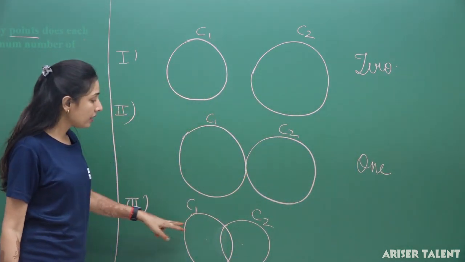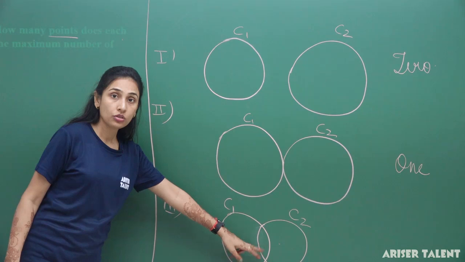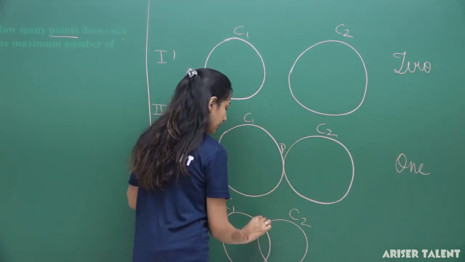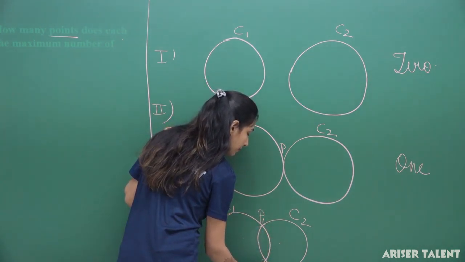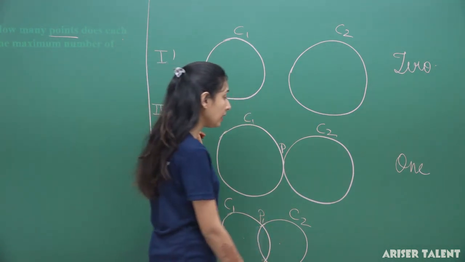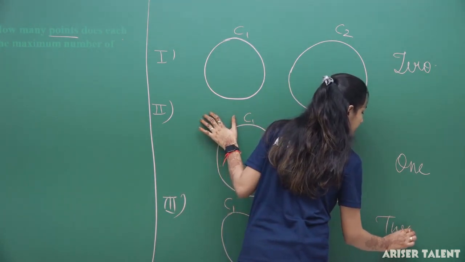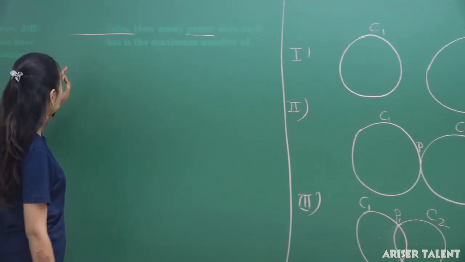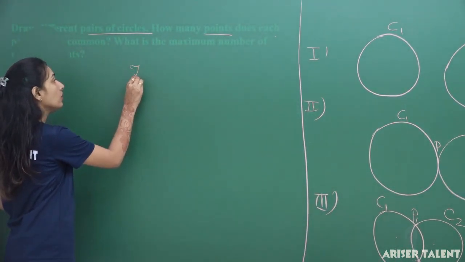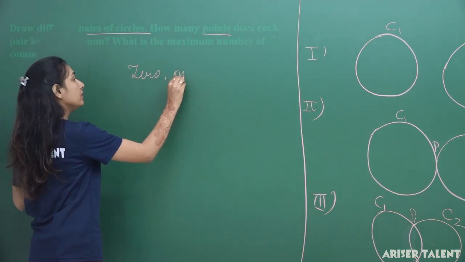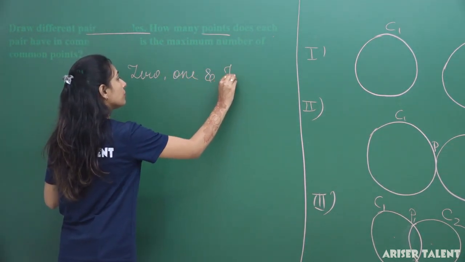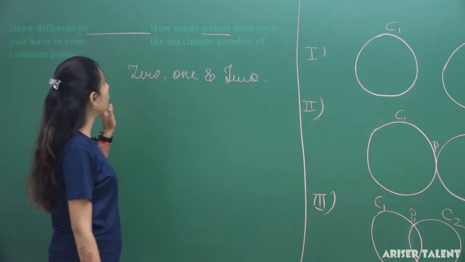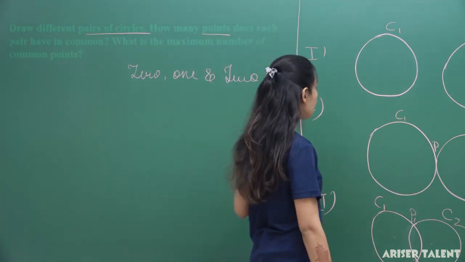In the third one, see it, here it's 1, here it's 2. So these are 2 points. We can mark them also, P1 and P2, the points of contact. That will be 2 points. So can I write the answer of the second one as 0, 1 and 2? Right. Now the third one: what is the maximum number of common points?